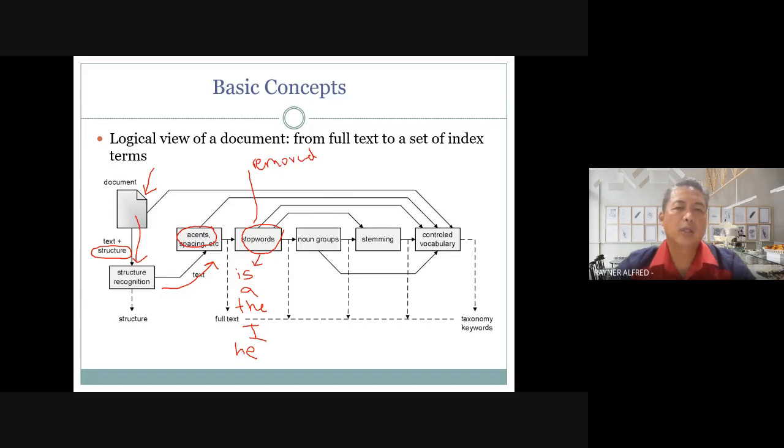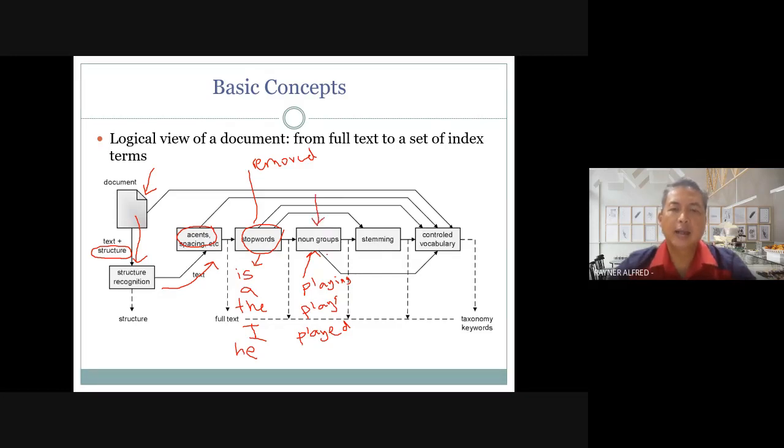Once we remove them, we have a small number of words, what we call the noun group. For example, playing, or the name of a person, or maybe a place, or played. These are the words that will be kept in this stage.